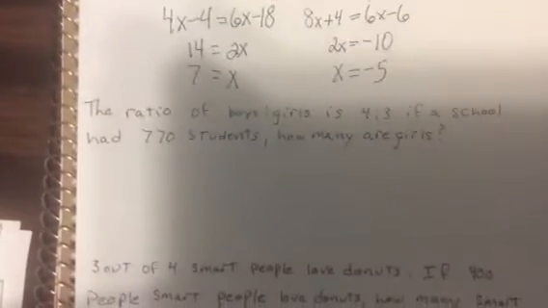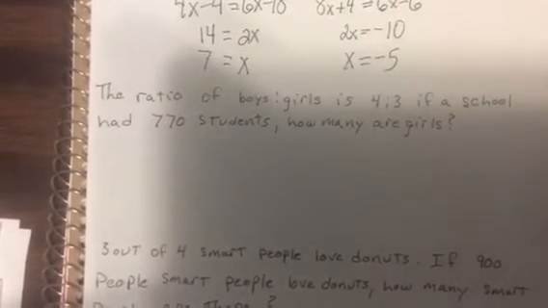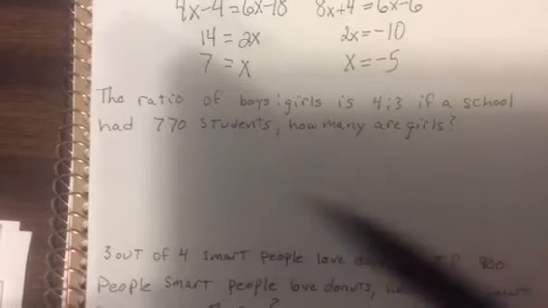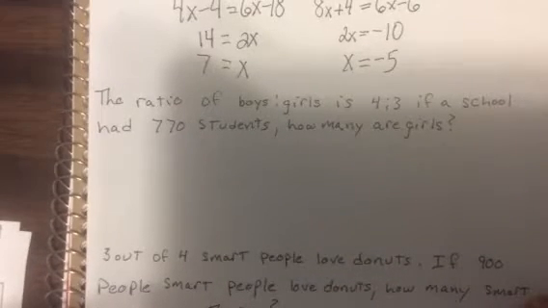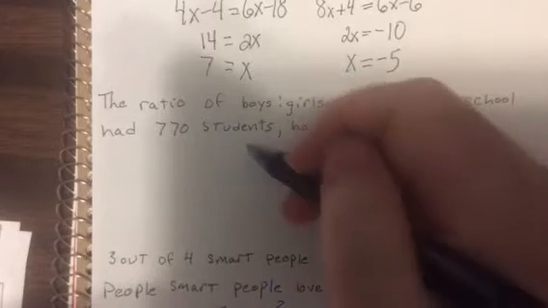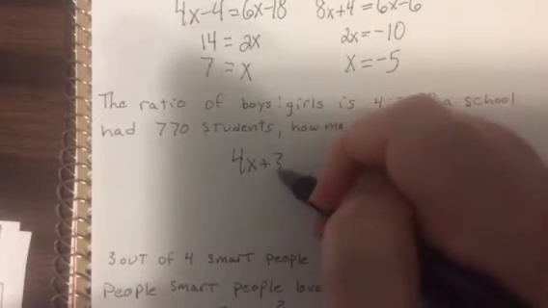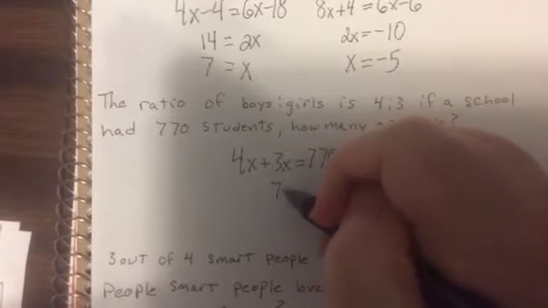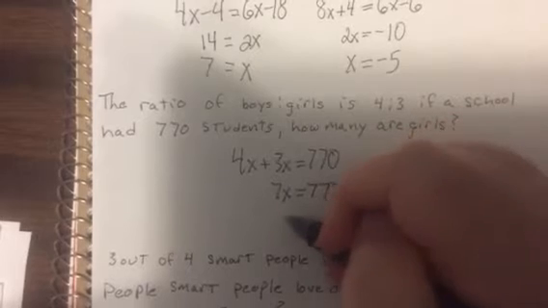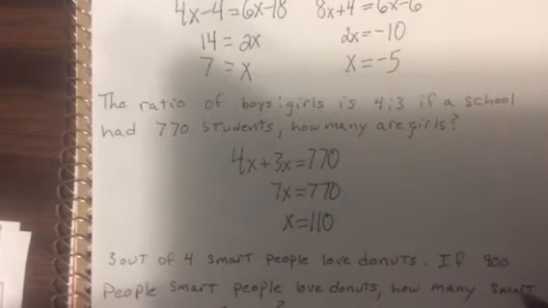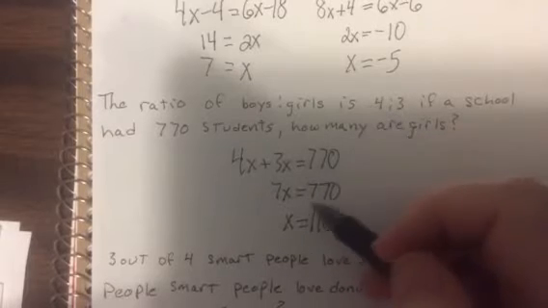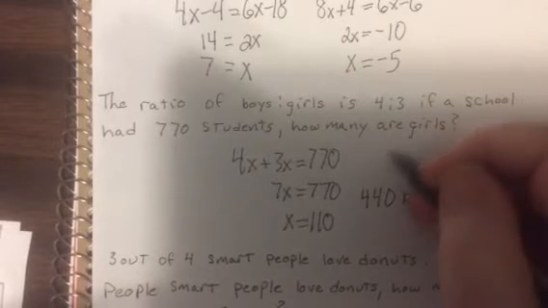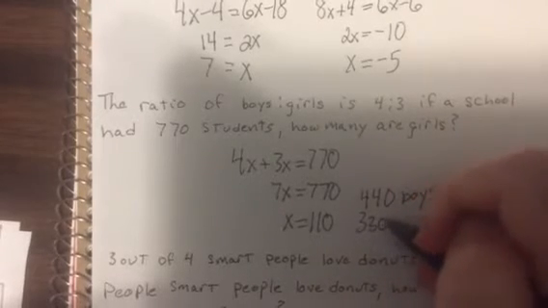Wow, we're cranking. Now the ratio of boys and girls. See, that's sort of how I can tell this is a ratio problem. It's got the word ratio. So the ratio of boys to girls is 4 to 3. If a school had 770 students, so 4x plus 3x, to find the magic number that you multiply to both, 770. So 7x equals 770. So x equals 110. Now, 4 times 110 is 440 boys, which is not asked for, I just did it. 3 times 110 is 330 girls.